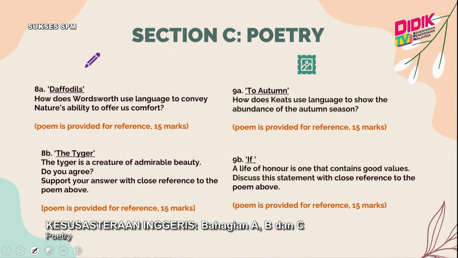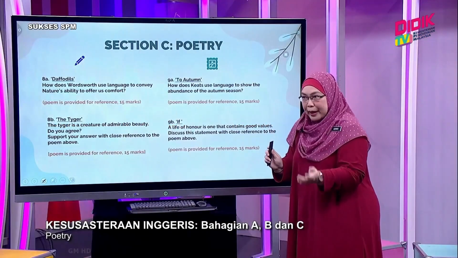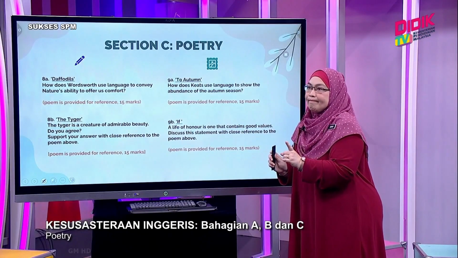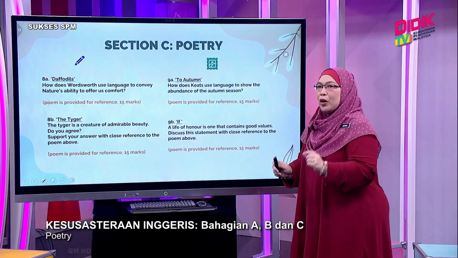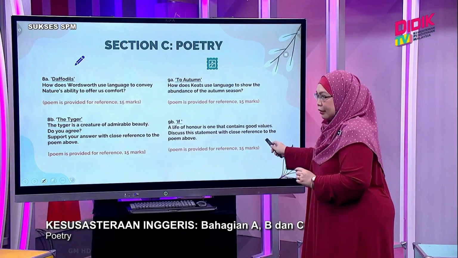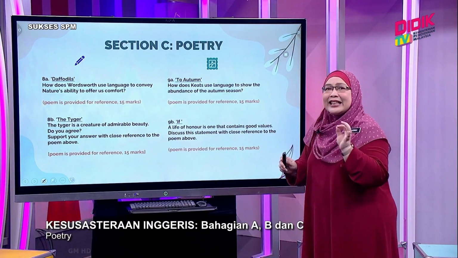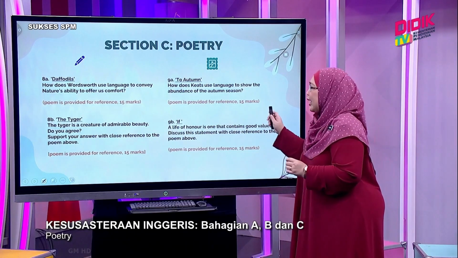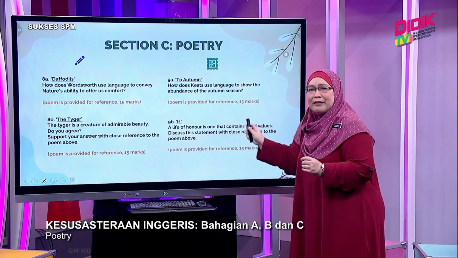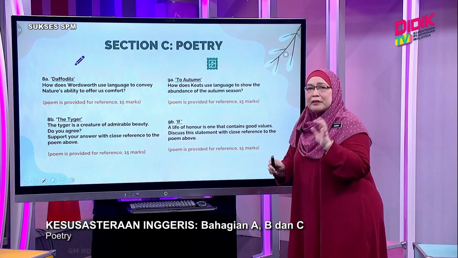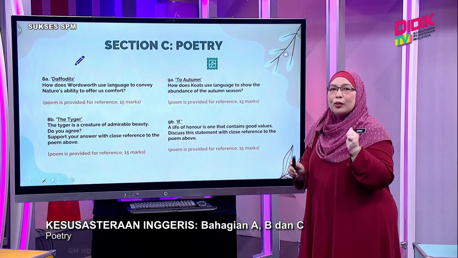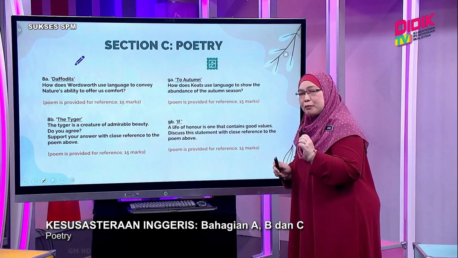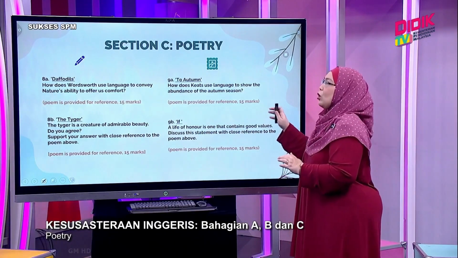The first thing you need to do when you open up to section C of the question paper is to decide. Do I want to do Daffodils and Tiger, or do I want to answer Autumn and If? Candidates cannot say, I would like to choose and mix, because the pairings would have already been set. So that's why we always tell our candidates, be sure to know all 10 poems.